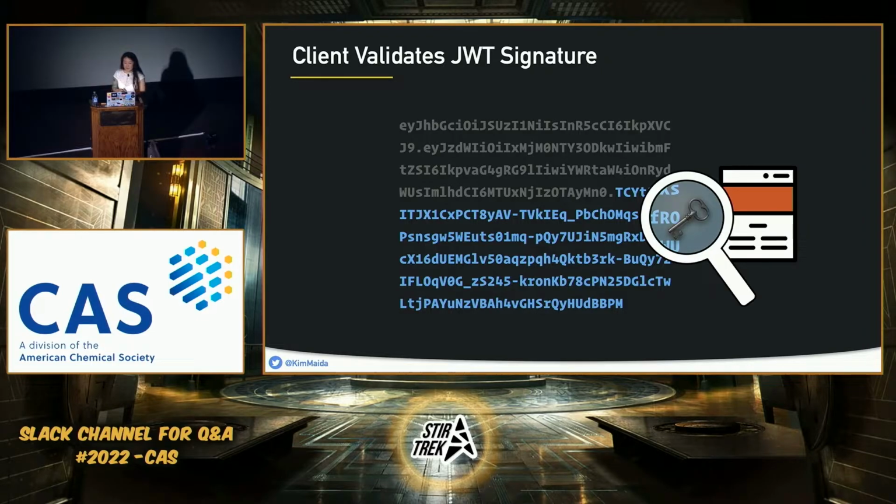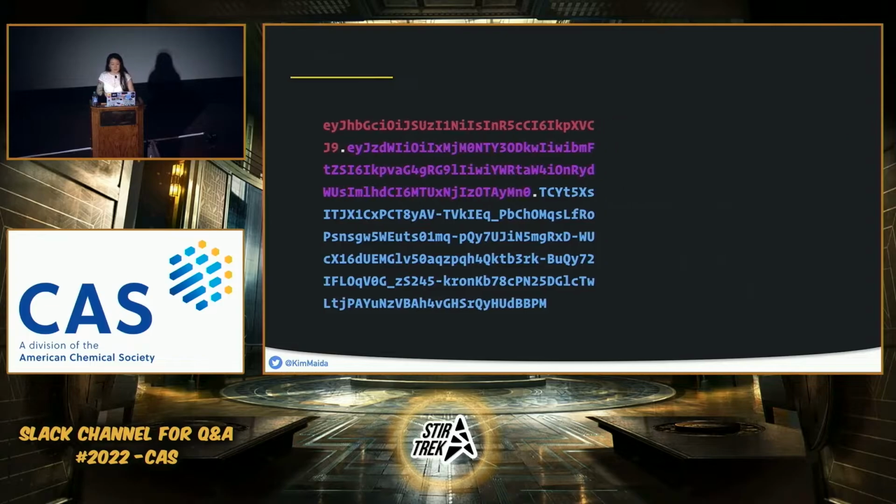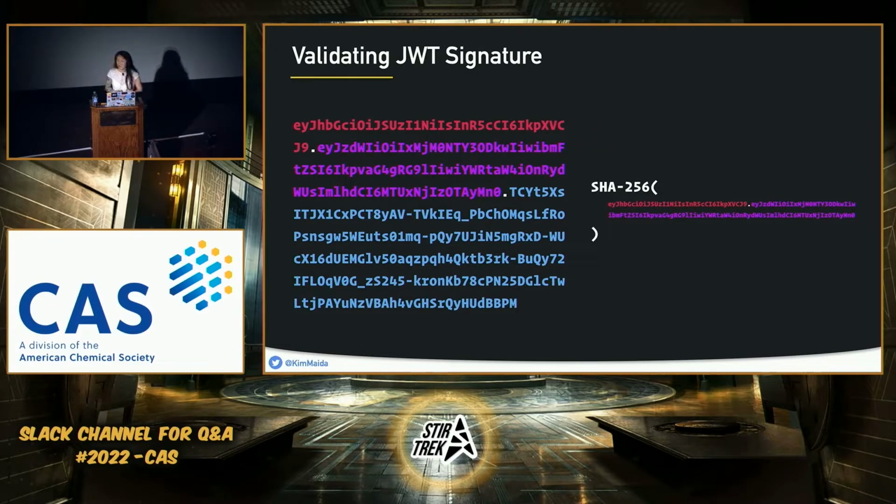So how does this signature ensure that the token wasn't modified in transit? Well, in order to validate the signature, the client is going to take the header and the payload from the token that it received. Since it knows the signing algorithm from the header, it can use the SHA-256 hash function to hash these 2 segments. It's basically performing that same step that the authorization server performed. And this gives us that same hash that the authorization server then encrypted in order to create the signature in the first place.